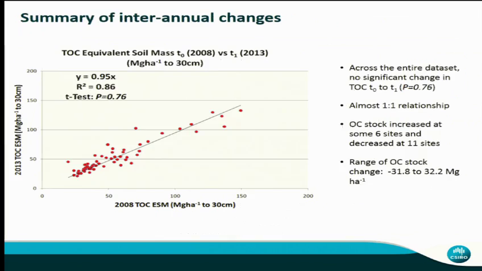Across the managements, everything. When you plot the 2008 numbers corrected for equivalent soil mass against the 2013, there tends to be, across the whole data set, no significant change. It's almost a one-to-one relationship with the slope of 0.95. The stock did increase at 6 sites, and it did decrease statistically at 11 sites. The range was everything from minus 32 to plus 32 tons per hectare over 5 years.